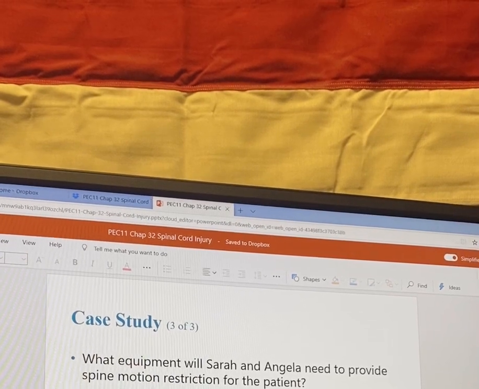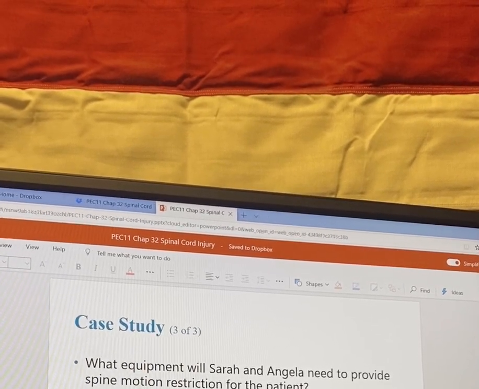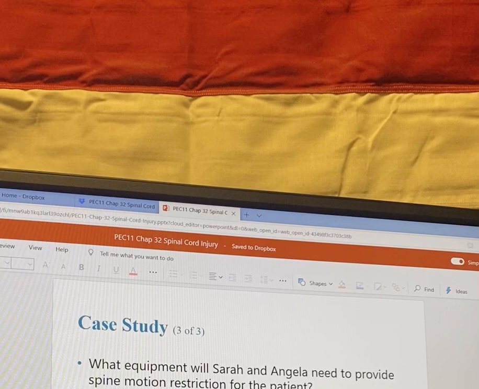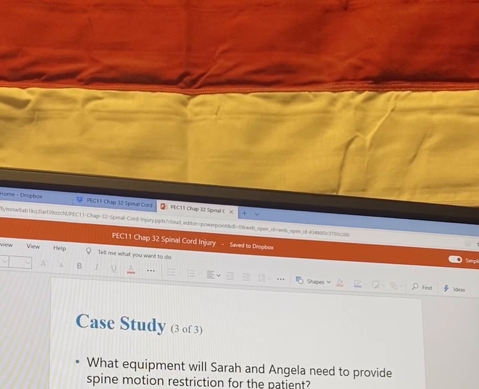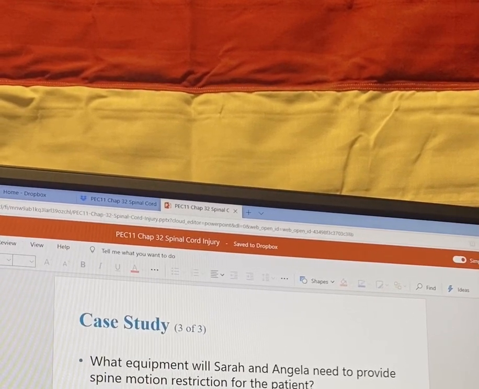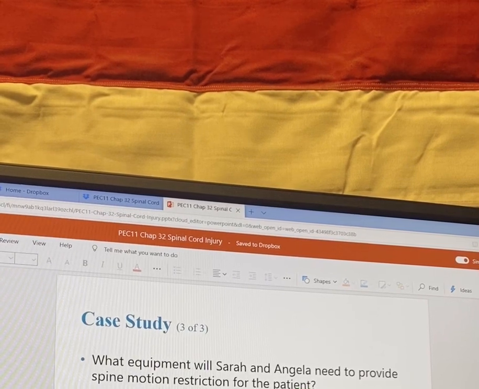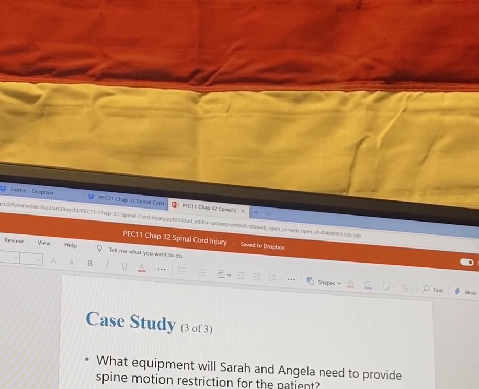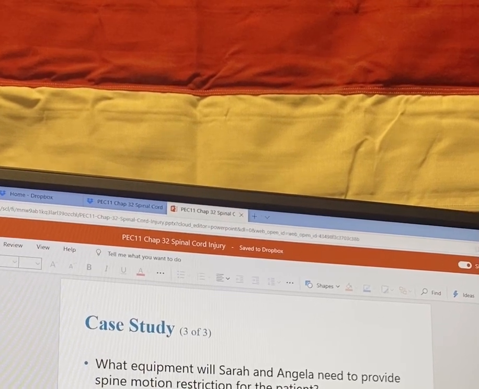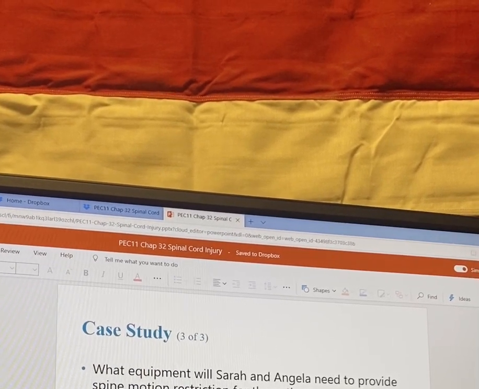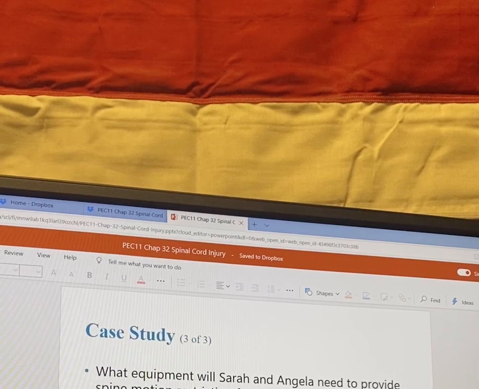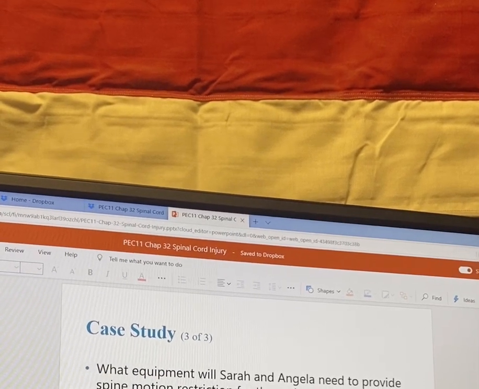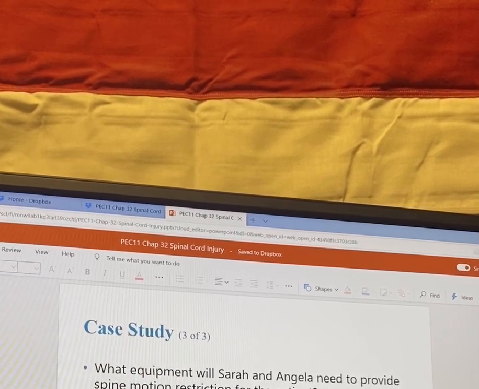So, what kind of equipment will Sarah and Angela need to provide spine motion restriction for this patient? Well, they're going to need a C-collar, a backboard, straps, padding for the voids, head bed, C-collar, okay? And describe the procedure Sarah and Angela should use to provide spine motion restriction for the patient. This is going to be just like we do in class, all right?